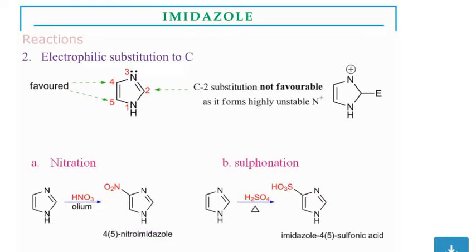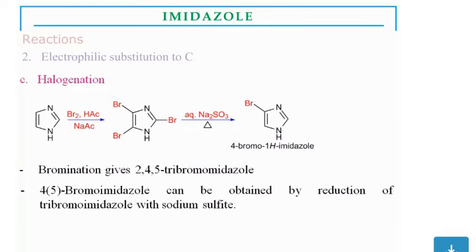Now you can see electrophilic substitution to the carbon, where the favorable positions are 4 and 5. Carbon 2 substitution is not favorable, as it forms a highly unstable N positive intermediate. So nitration occurs, you can see, at the fourth position, giving 4 or 5 nitroimidazoles, and sulfonation gives imidazole sulfonic acid. Halogenation: you can see Br2 in acetic acid gives 4-bromo-1H-imidazole. Bromination gives 2,4,5-tribromoimidazole. 4 or 5 bromoimidazole can be obtained by reduction of tribromoimidazole with sodium sulfite.